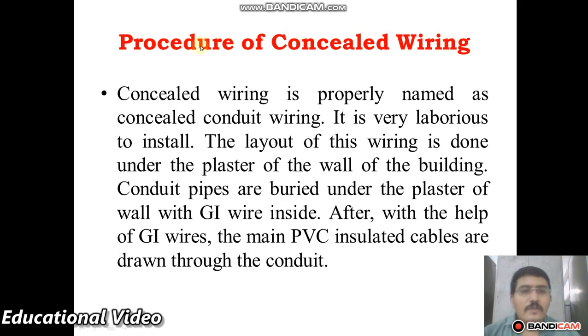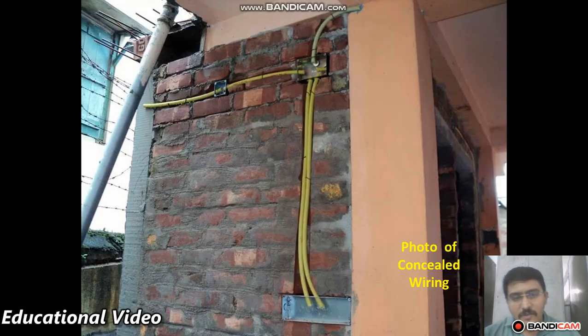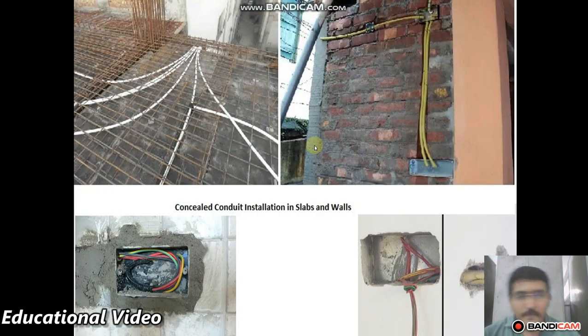The procedure for concealed wiring, properly named concealed conduit wiring, is that it is very laborious to install. The layout of this wiring is done under the plaster of the wall of the building. Conduit pipes are buried in the plastered wall with GI inside. So this is the picture of concealed wiring, how it looks and how the installation takes place. In some cases, the conduit is installed during slab or wall casting or cement concrete work, so we can provide this type of pipe through that slab.